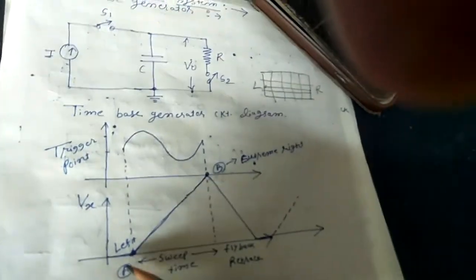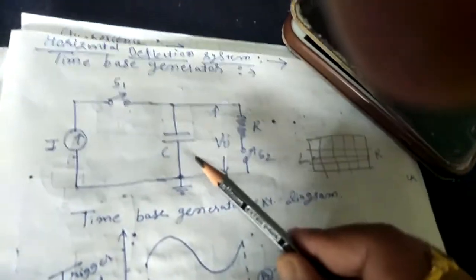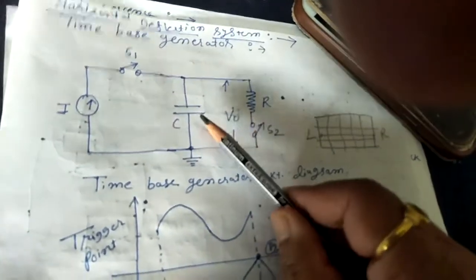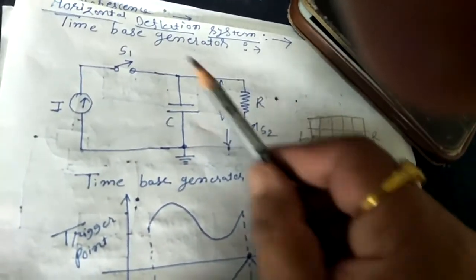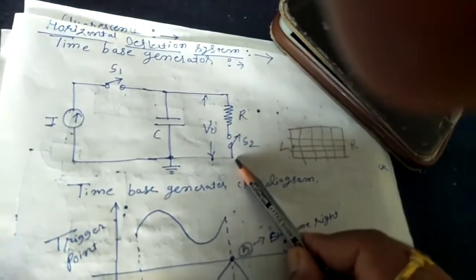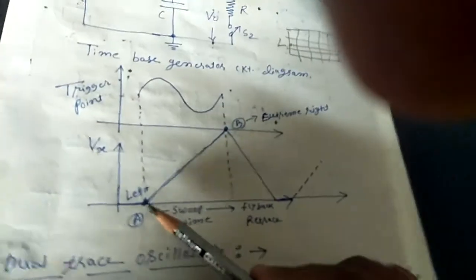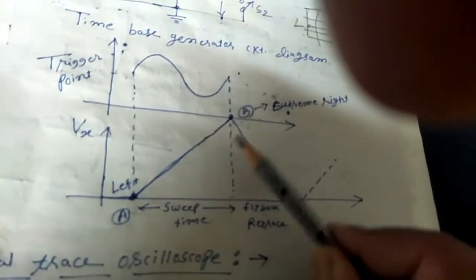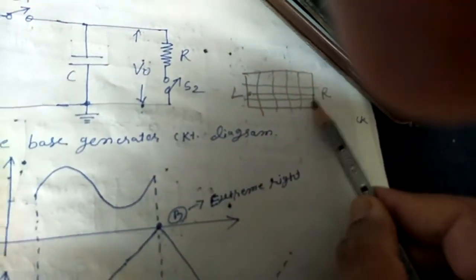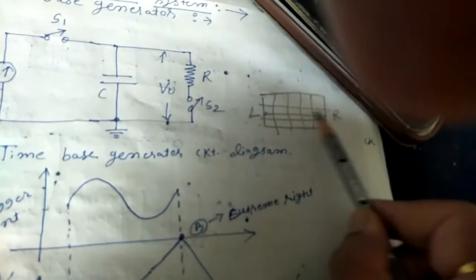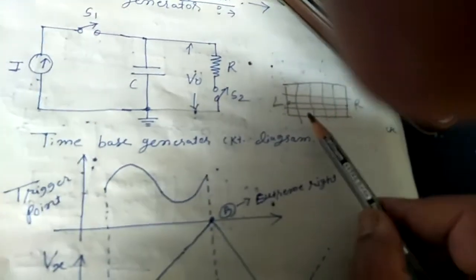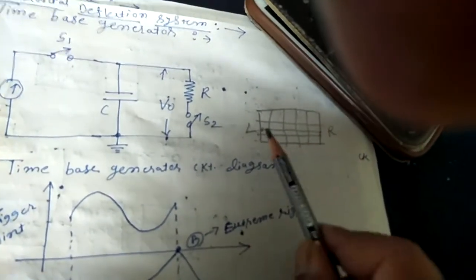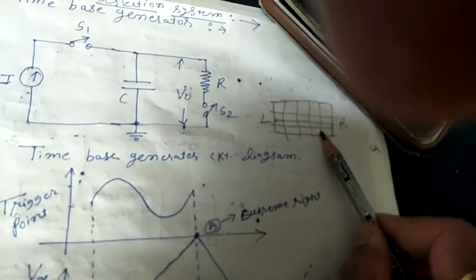At that time, from A to B, your capacitor is in the charging position. It gets charged when S1 is closed and S2 is open, and at that time the voltage increases from point A to point B. That time is called the sweep time. Now your spot will again travel from right to left. This is invisible and is a very fast process. Left to right is visible, but right to left is invisible on the screen.